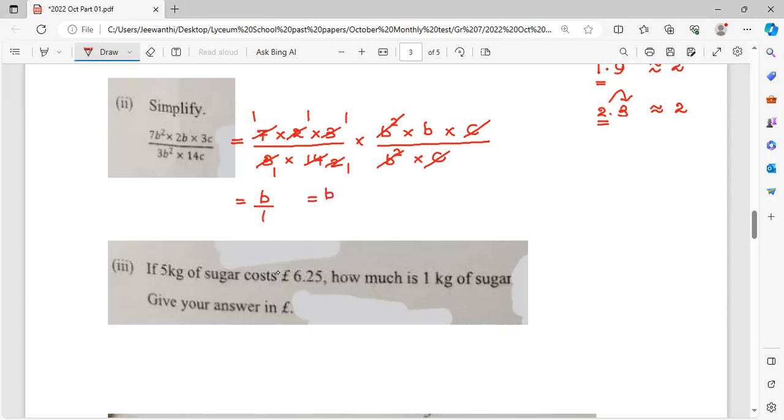We'll check whether we did it correctly. 7 and 14, it is 2. 2 and 2, it is 1. 3 and 3, it is 1. So then the numerical value should be 1. Then b to the power 2, b, yes, so the b is remaining. Yes, the answer is correct.